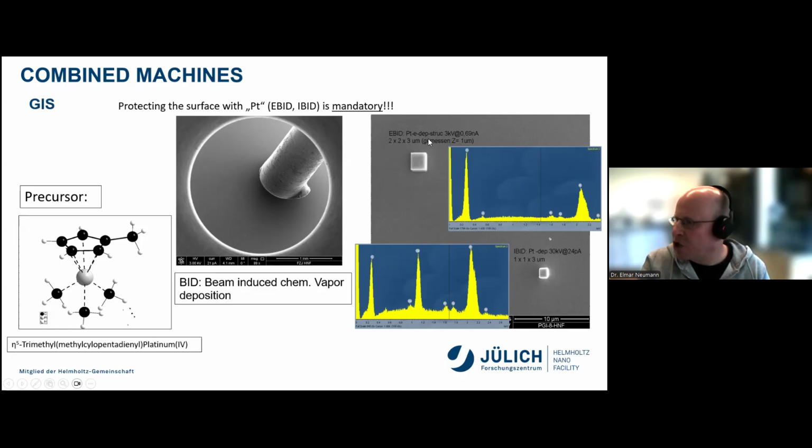Here on this image, you see two small patches from electron beam deposited material from what we call platinum, but really it is platinum nanoparticles inside of a carbon matrix. If you use ion beam induced deposition, then of course you get in addition far more gallium incorporated into your patch here.